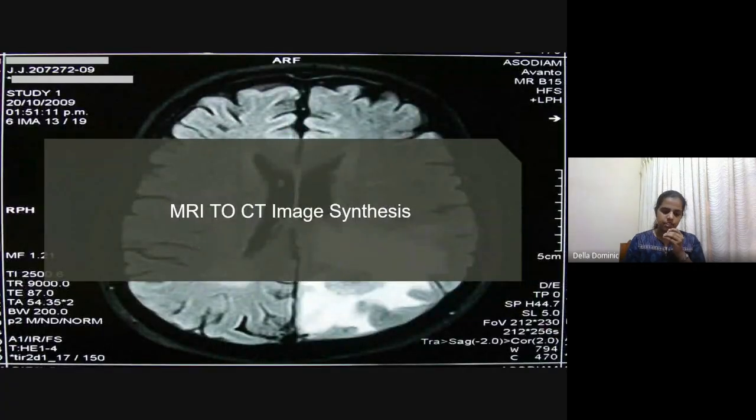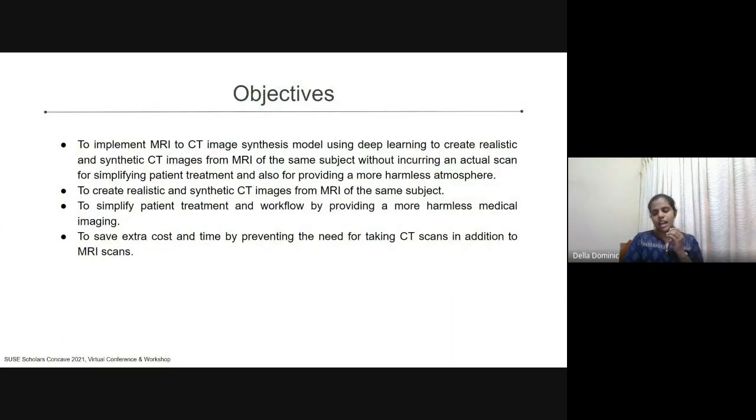But here in this session, we will be dealing with how we can translate MRI images to the corresponding CT image using the image to image synthesis application of a GAN architecture. Now, this was actually a final year project that I had done, and the main objective of this project is obtaining realistic synthetic CT images from the MRI images.